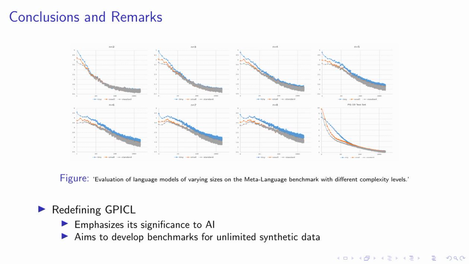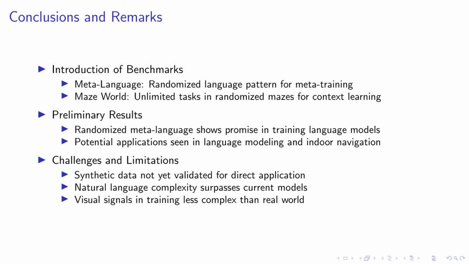We believe this work opens up new avenues for the development of more sophisticated models and optimization techniques, ultimately extending the GPICL horizon and enhancing performance gains. We've introduced two benchmarks in our study. The first, meta-language, uses a randomized language pattern for meta-training. This allows models to learn a new language from scratch, a significant step forward in in-context learning.